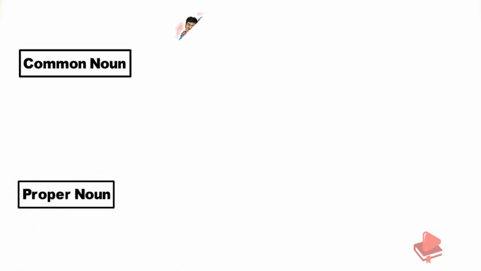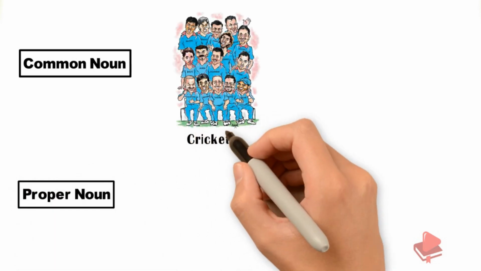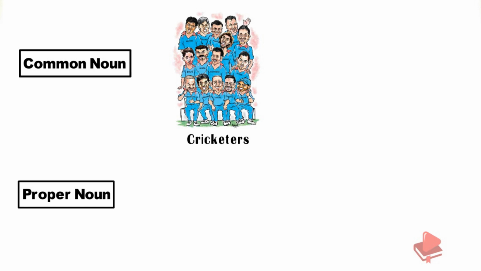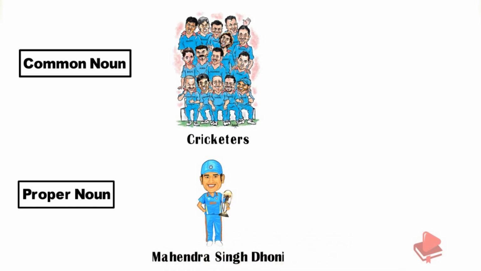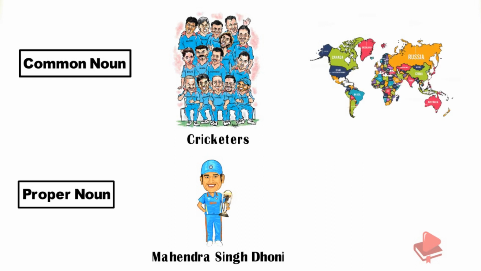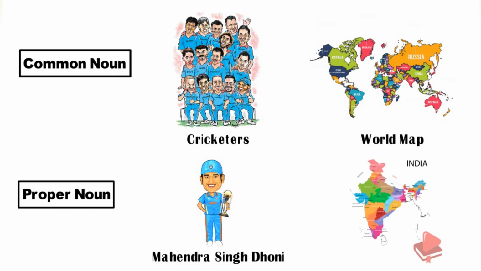So let's see some more examples of common noun and proper noun. In the picture, you can see the picture of cricketers. So this comes under common noun. The next picture is of a person, that is Mahendra Singh Dhoni. So this is a proper noun because it is giving the name of a particular person. So Mahendra Dhoni is a proper noun and the group, that is cricketers, is a common noun. The next picture is of the world, which is a world map, and on the other side it is India. So India comes in the proper noun and world comes in the common noun.